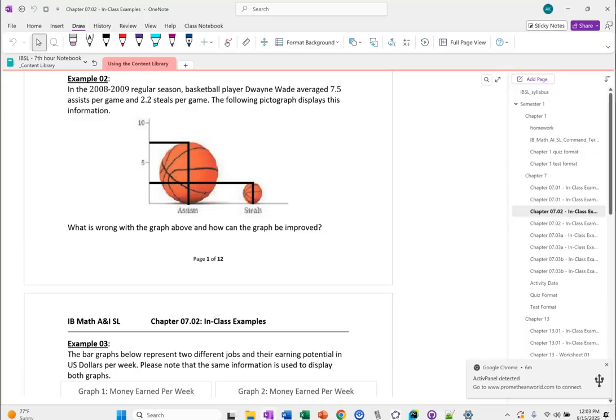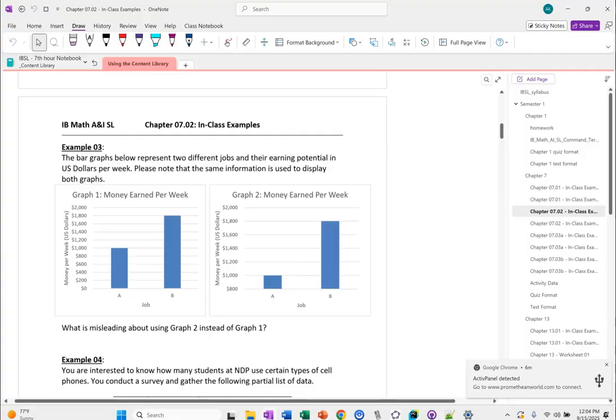How would you fix it? How could we fix this graph to make it more representative? Simplest fix possible would be, yeah, just turn those basketballs into bars of equal width. Problem solved, right? That's the easiest possible thing you could do. It's most common sense, right? Just get rid of the basketballs. Okay.